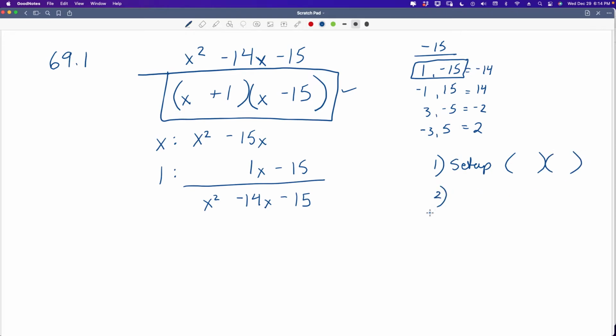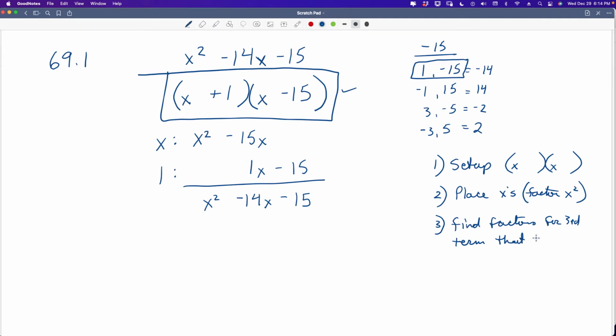Number 2, place your x's, which is the same thing as factoring x squared, right? X times x. So that'd be like this. All right, then you find factors for third term that combine to equal second term.